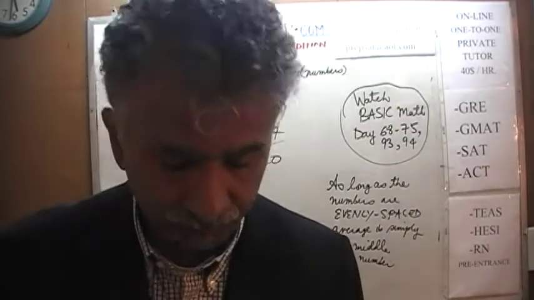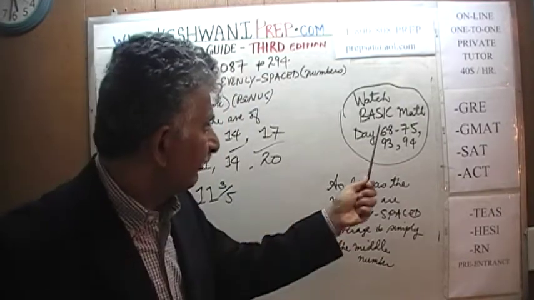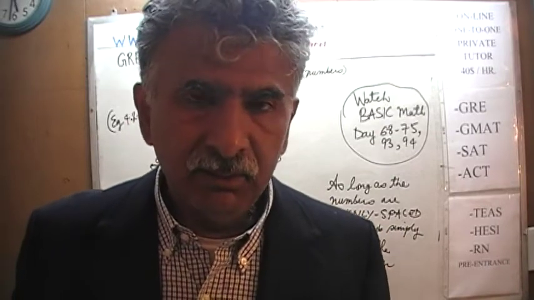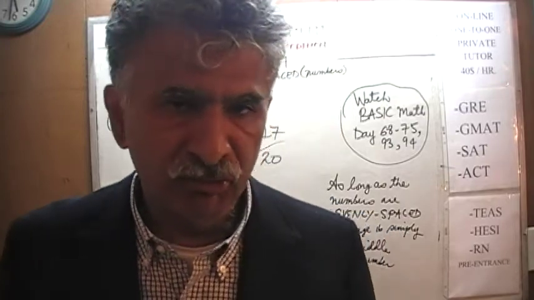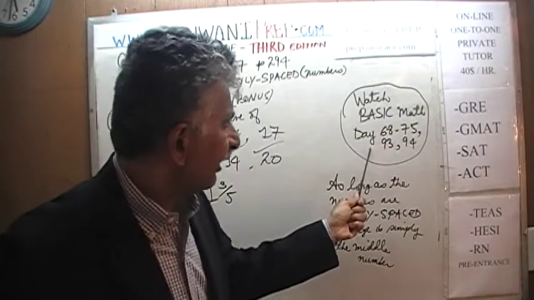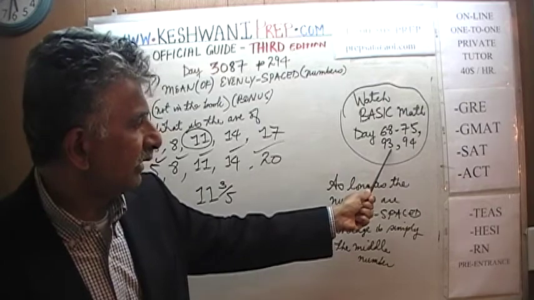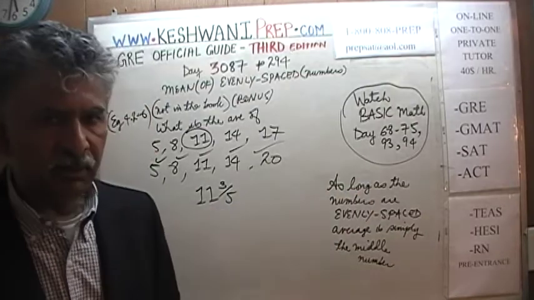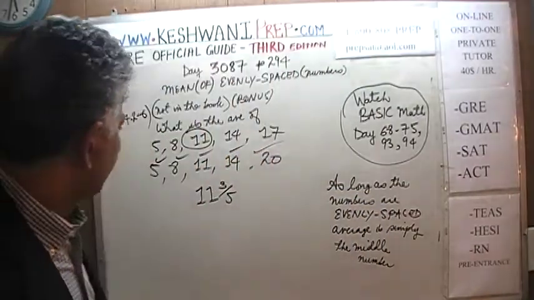That's all it is. Yesterday's video, I told you to watch the 10 videos in this series. There is a series of videos on my channel called Basic Math. It's not GRE math, it's just Basic Math. If you're interested in getting some more practice on how to figure out the average very quickly, watch those 10 videos: Basic Math day 68 through 75, and then I did two more, day 93 and 94. So just type in Basic Math Day 93 and the video will pop up. There are 10 of them. You don't have to watch all 10. Watch as many as you want, 2 or 3 if you like, until you've had enough. Let's do one more.